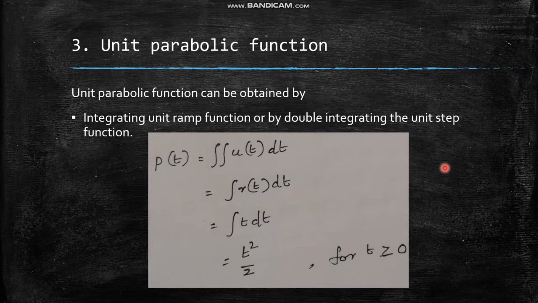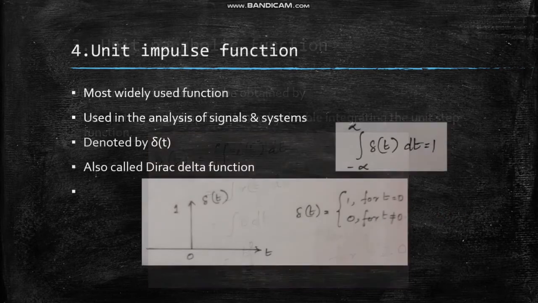A unit parabolic function can be obtained by integrating the unit ramp function or by double integrating the unit step function. That is, p of t is equal to the double integral of u of t dt. That means the integral of u of t dt, as we know, is r of t. Then this is written as the integral of r of t dt. This r of t is given the value of t for t greater than or equal to 0. Thus we get p of t as t square by 2 for t greater than or equal to 0 values.